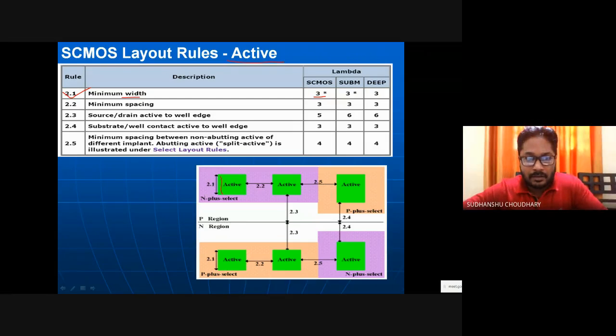So yeah, minimum width should be 2 lambda. That means these two dimensions should be at least minimum 2 lambda. This one and this one, at least 2 lambda. It cannot be less than 2 lambda.